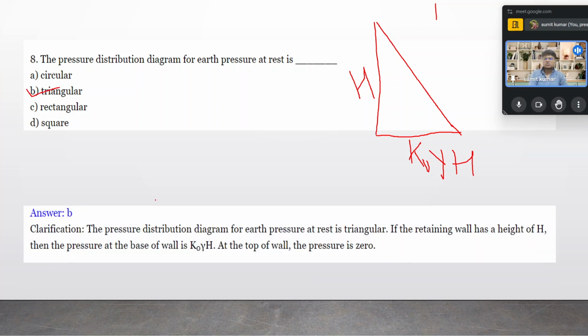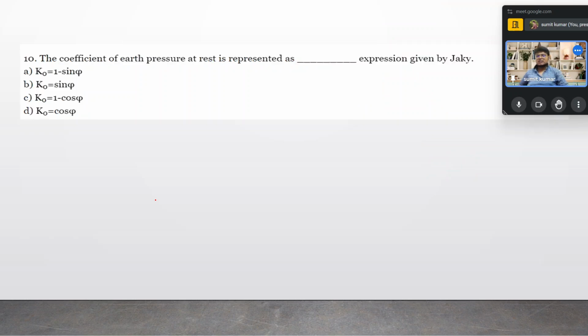Right. The classification also mentions that the pressure distribution diagram for the earth pressure at rest is triangular. If the retaining wall has the height h, then the pressure at the base is K naught gamma h, and at the top of the wall it is zero. That is also mentioned.